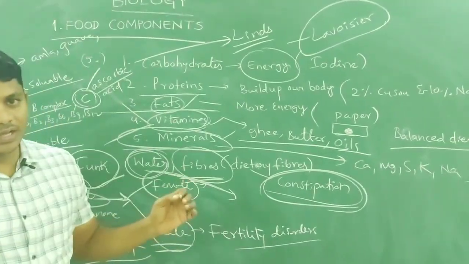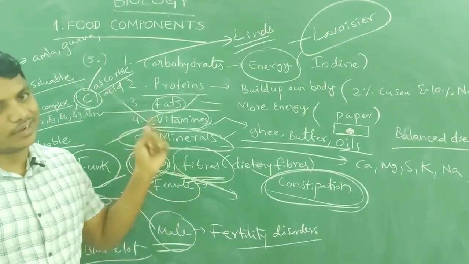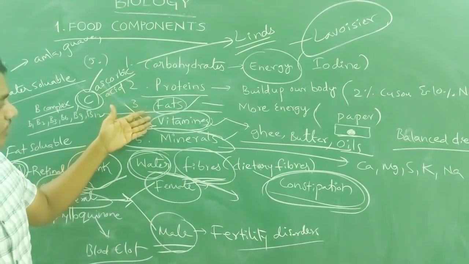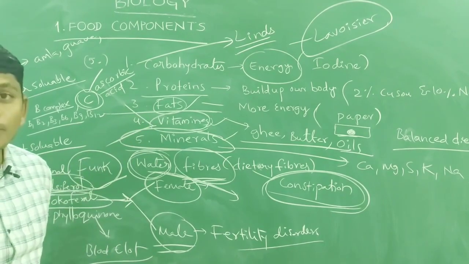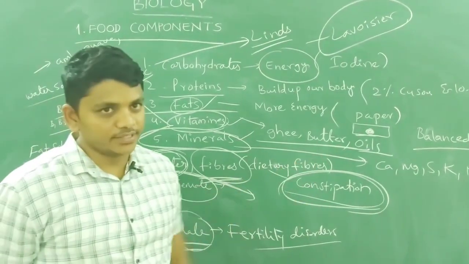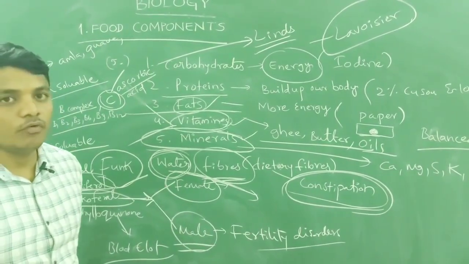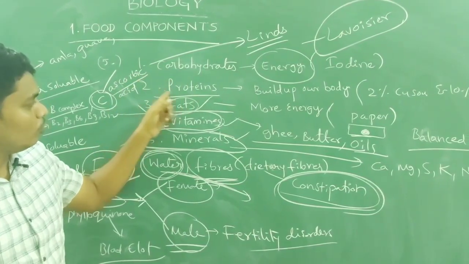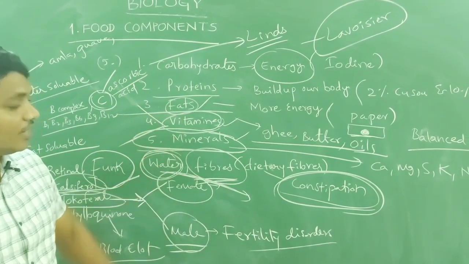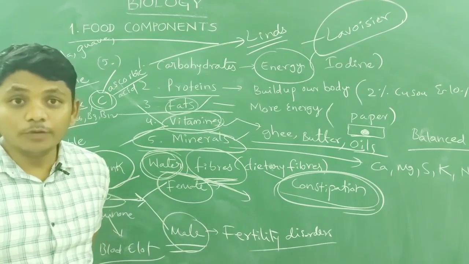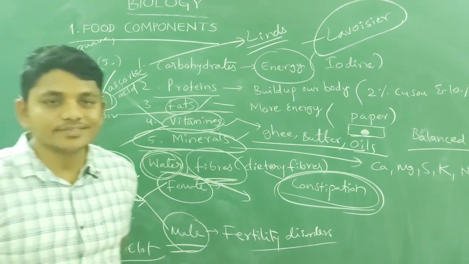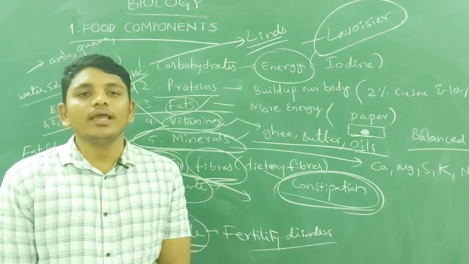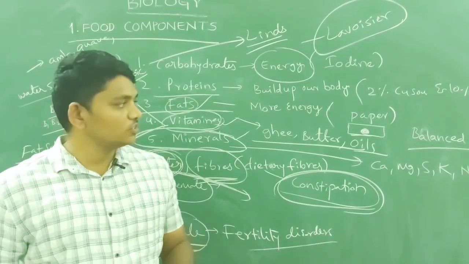So the food that contains all the components like carbohydrates, proteins, fats, vitamins, minerals in proper proportion is called a balanced diet. Once again, the food that contains all the food components like carbohydrates, proteins, fats, vitamins, minerals, water and fibers in proper proportions is called a balanced diet. If we take a balanced diet, the body activities will happen in a proper way. So this is called a balanced diet.